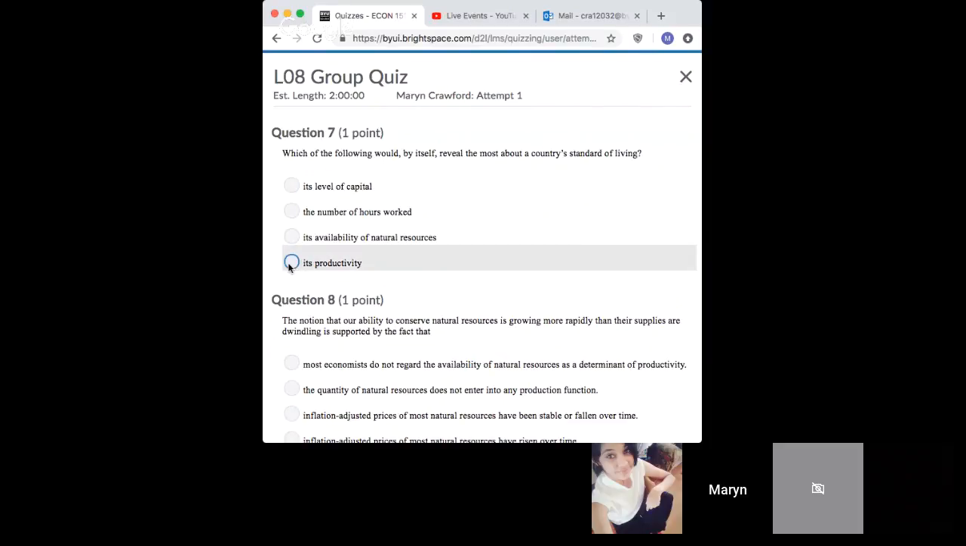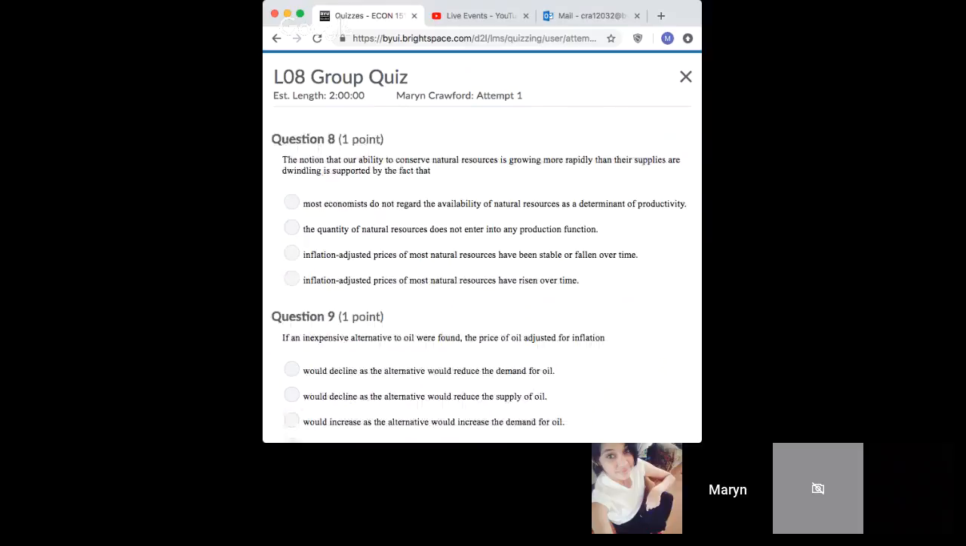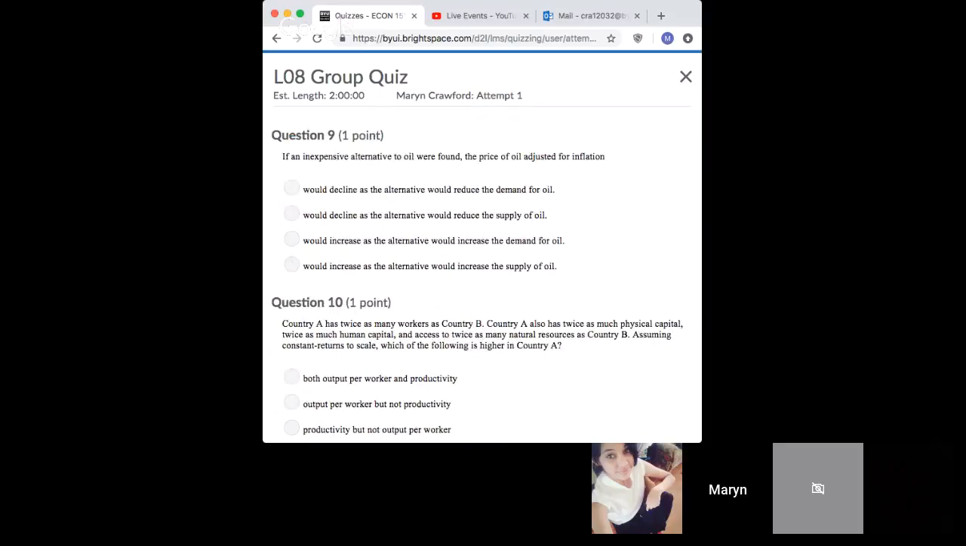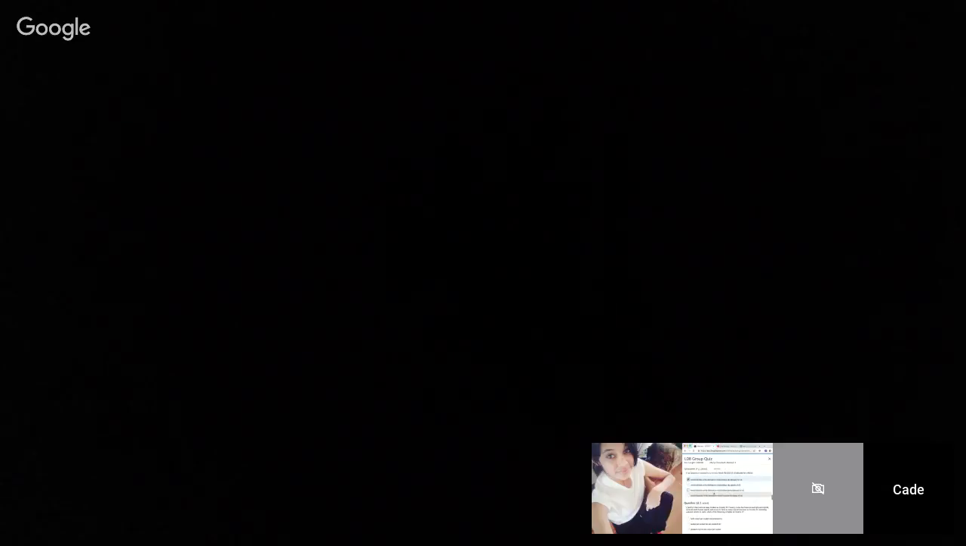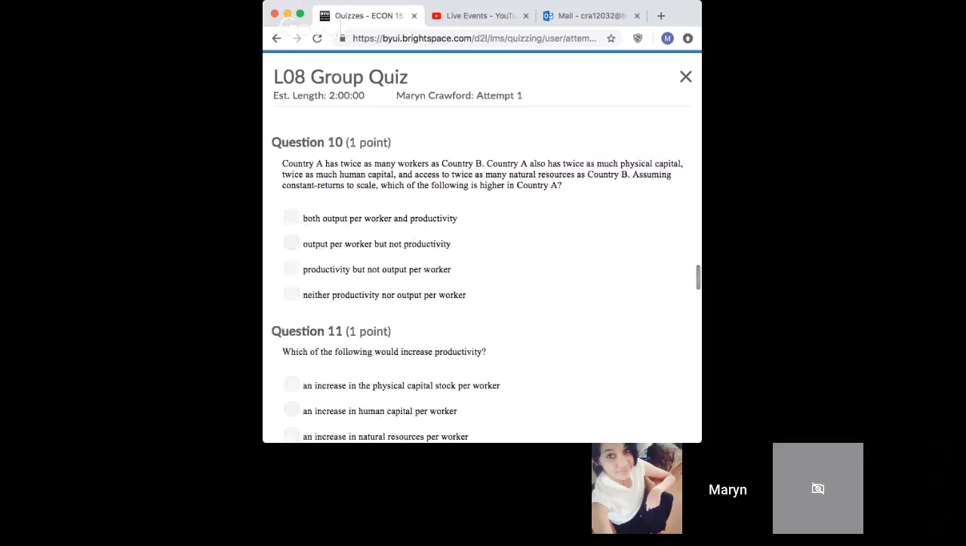Okay. Number 7, I got D. Productivity. Yes, that's what I got as well. Number 8, I got C. Have been stable or fallen over time. Yep, I got C as well for that one. Okay, 9. What did you guys get? I got A for that one. That's what I got too. Yeah, A's right. Okay. Number 10.